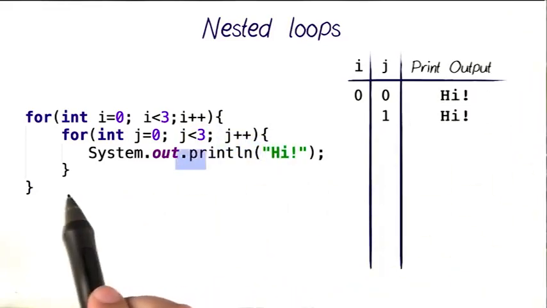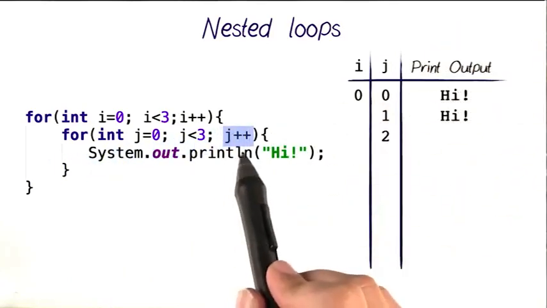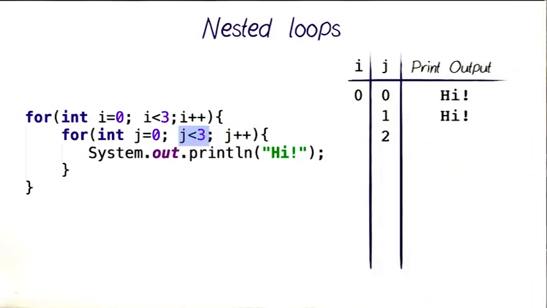We reach the end of the inner loop, so we go back up and add one more to j. Then we check if j is still less than 3, which it is, so we step inside the loop again and we print out hi one more time.